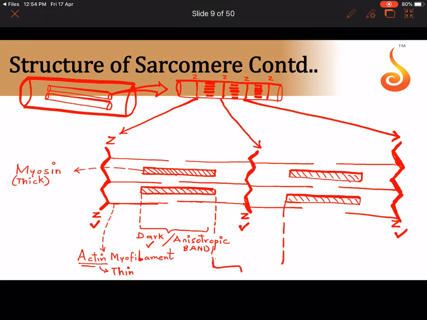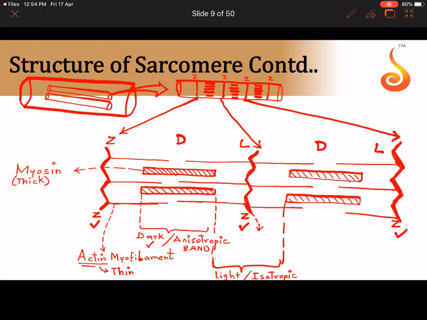See this region of one sarcomere and the next sarcomere. Of course, the Z line is present in between. We call this the light band, or the isotropic band. Now why does it appear light? Because what is missing over here? Myosin is missing. But it is interrupted by the Z line. So that's why we see an alternating dark, light, again dark, light pattern. So now you understood why we see an alternating dark and light striation.